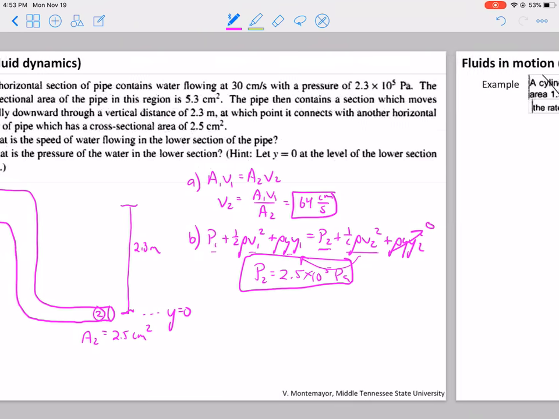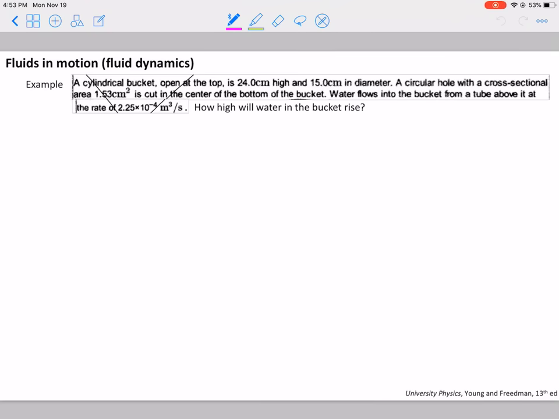And then finally, one additional example here. We have a cylindrical bucket open at the top, so atmospheric pressure at the top. They were given the diameter and the height. The circular hole with cross-sectional area given is cut in the center of the bottom of the bucket. Water flows into the bucket from a tube above it at a given rate, so we have a volume flow rate. So you can imagine the water's coming in, but also due to the hole, it's going out. At some point, things are going to balance such that the water level is no longer rising. So it would fill to a certain point, and then the rate in and the rate out equilibrate, and the water doesn't go any higher.